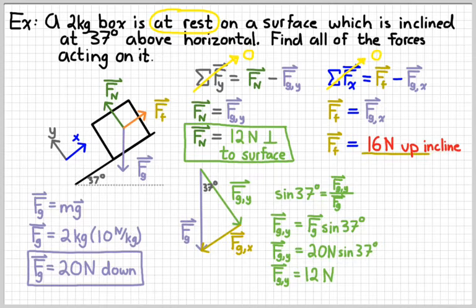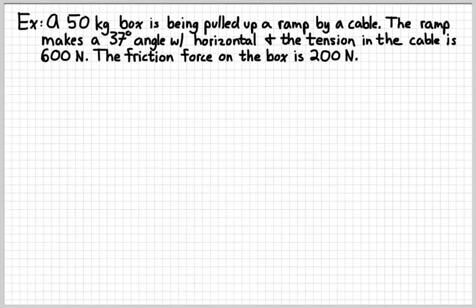Let's look at another example. So kind of a similar setup. We've got a 50 kilogram box which is being pulled up a ramp by a cable. Cable is kind of like a rope. And we know the ramp makes a 37-degree angle with the horizontal. That gives us nice sine and cosine values. And that the tension in the cable is 600 newtons. We also know that the force of friction on the box is 200 newtons.